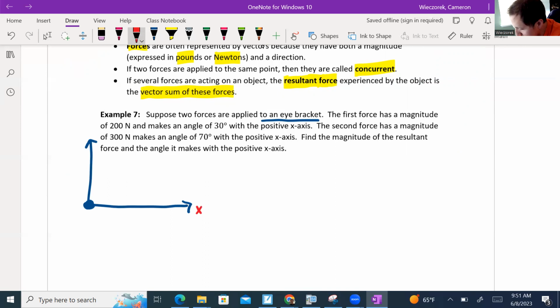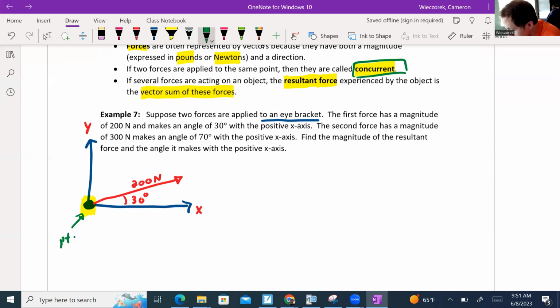Here's x, here's y. Okay. First force had a magnitude of 200 newtons, had an angle of 30 degrees with the positive x-axis. So this one's 200 newtons. This angle here is 30 degrees. Okay. And all of them are stemming off of the same point. So this would be an example of a concurrent force. Okay. All of them are applied to the exact same point right here.